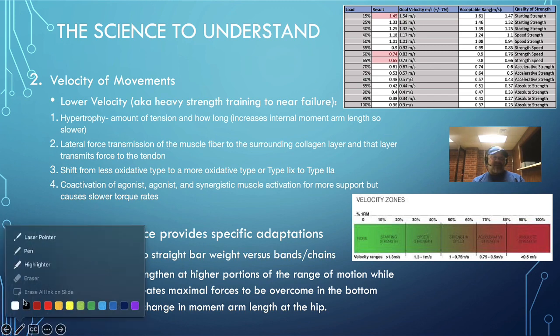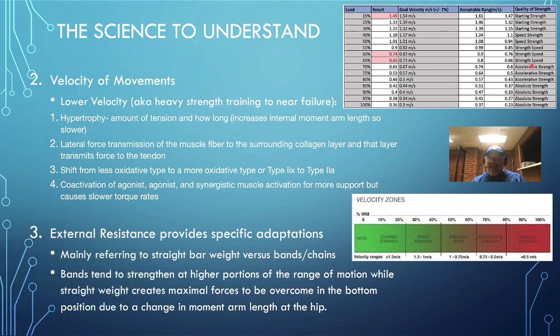So let me get a laser pointer. There we go. Accelerated strength is 0.5 to 0.75 meters per second, and that's where we're going to spend a lot of our time. It's not very fast. When you're doing 5 to 10 reps of accelerated strength, you're going to get a lot of hypertrophy. Then there's absolute strength, 0.5 and down. But there's a time for all of these.